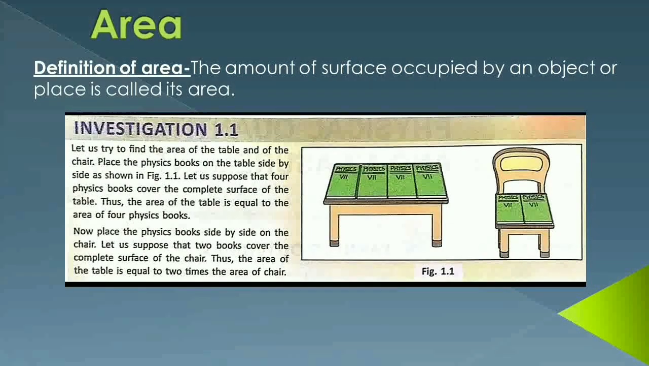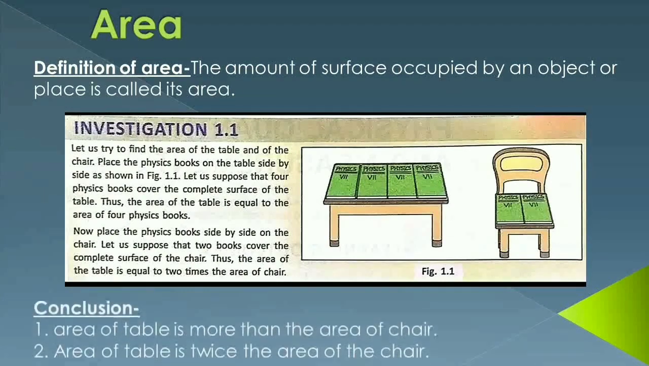Now we will move to the chair. Now place the physics book side by side on the chair. Let us suppose that 2 books cover the complete surface of the chair. Thus the area of the table is equal to 2 times the area of the chair, because the surface of the chair is covered by 2 physics books only and the surface of the table is covered by 4 physics books. So what will be the conclusion of this investigation?